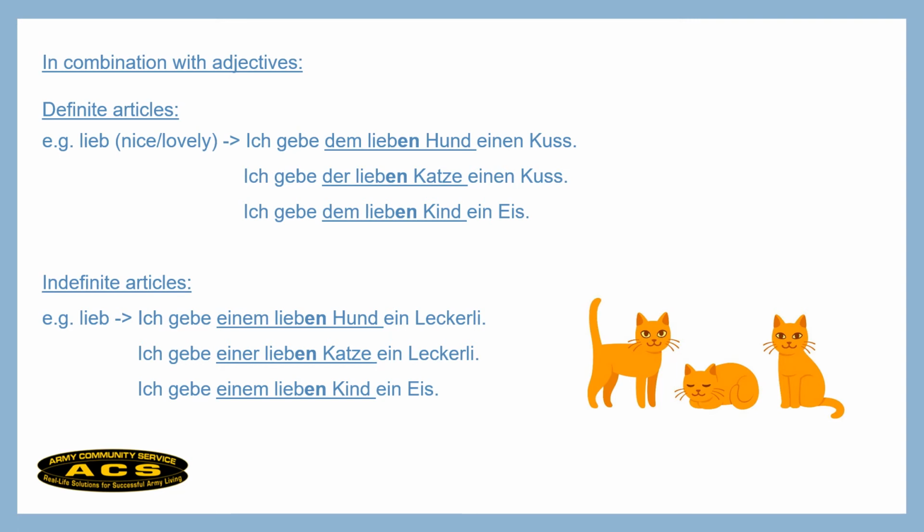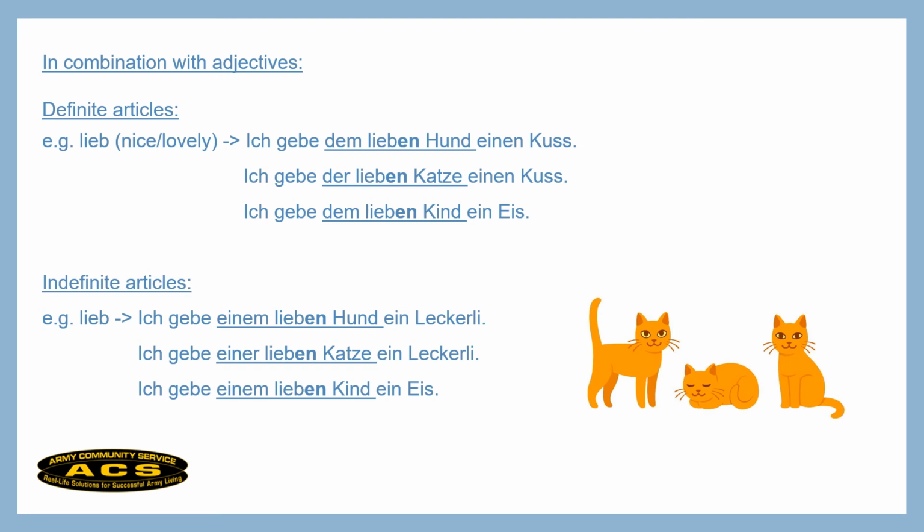Sometimes you might not use just nouns, but you might use the nouns in combination with an adjective. And then you will also have to decline the adjective. So for example, when you look at a dictionary and you look up the word nice or lovely, you might get lieb as an answer. But this adjective, lieb, once you use it in a sentence, you might have to decline it. So for example, if I want to say in English, I give the nice dog or lovely dog a kiss. In German, you wouldn't say, ich gebe dem Liebhund. No, you would have to say, ich gebe dem lieben Hund einen Kuss.